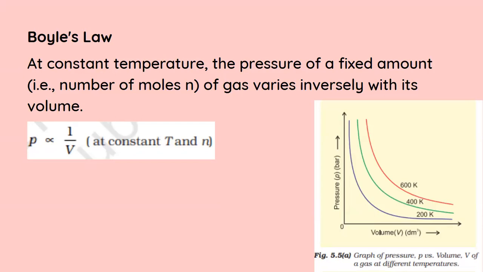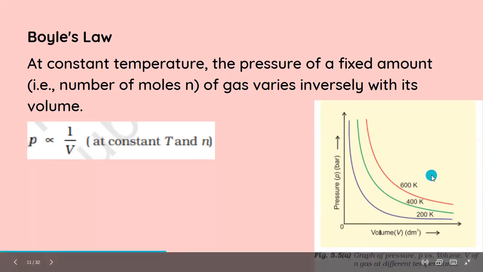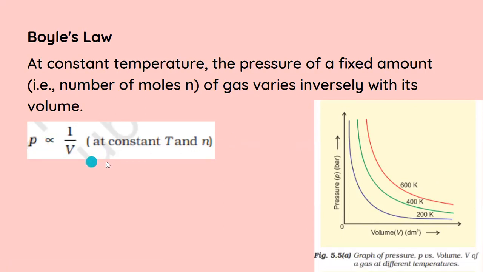According to Boyle's law, at constant temperature, the pressure of a fixed amount of gas, that is, a fixed number of moles n of a gas, varies inversely with its volume. And we got this particular graph from Boyle's law, and the equation P is directly proportional to 1 by V. Now, what was observed was that not all the gases followed this particular rule.